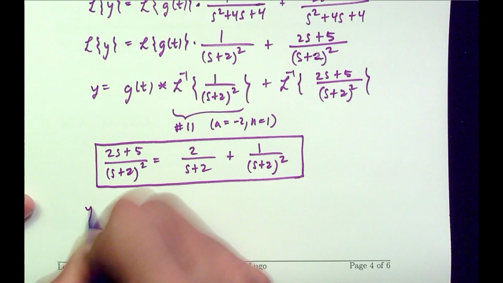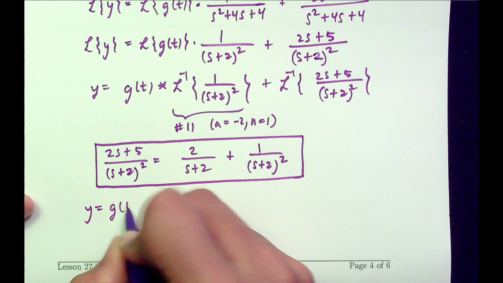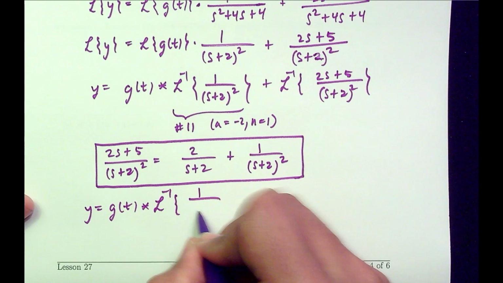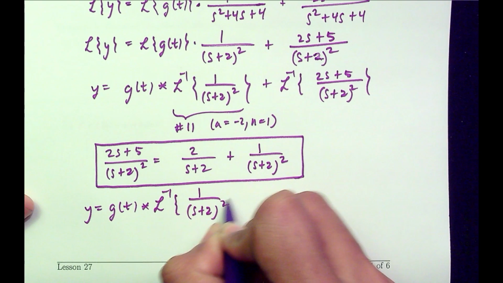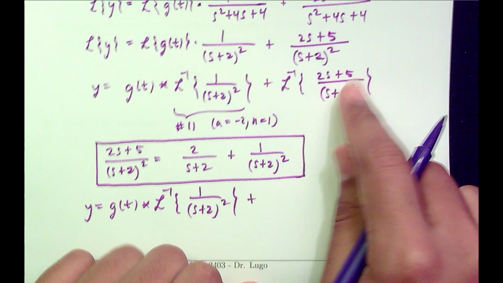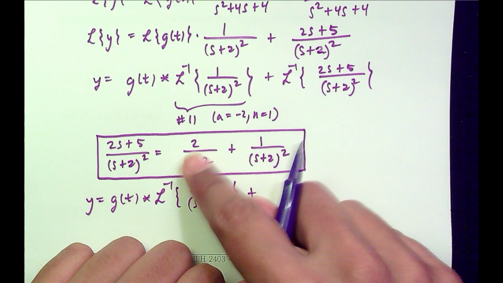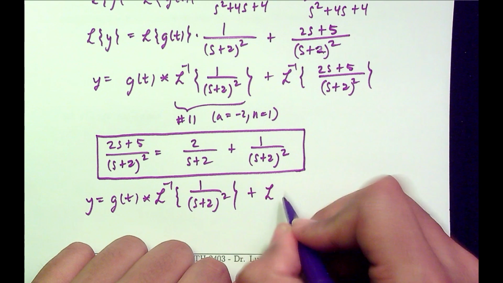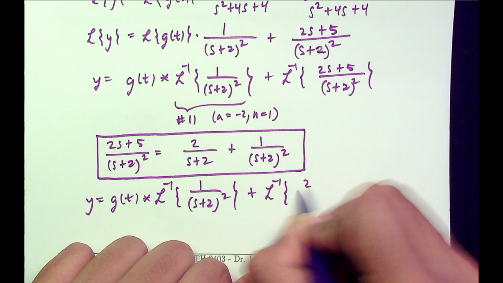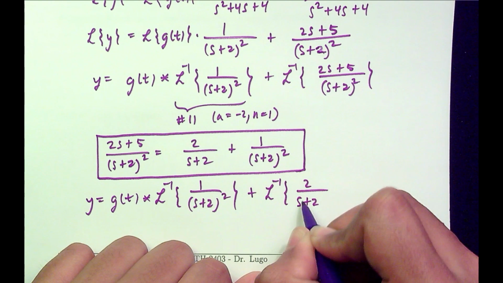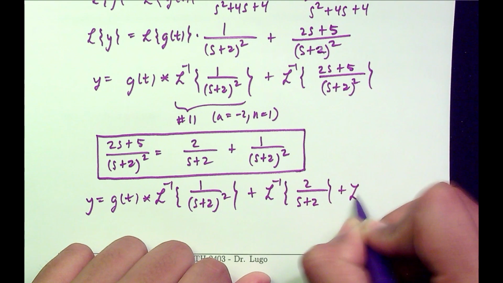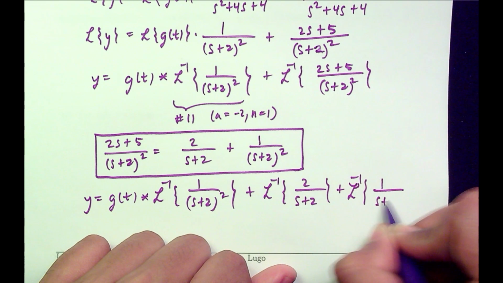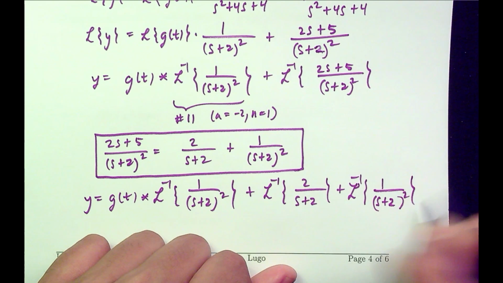So that means that y is going to be g of t convolved with Laplace inverse of 1 over (s plus 2) squared, plus, instead of Laplace inverse of that, it is just Laplace inverse of this plus Laplace inverse of that. So this is plus Laplace inverse of 2 over s plus 2, plus Laplace inverse of 1 over (s plus 2) squared.